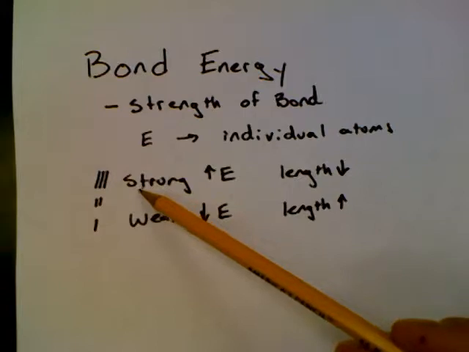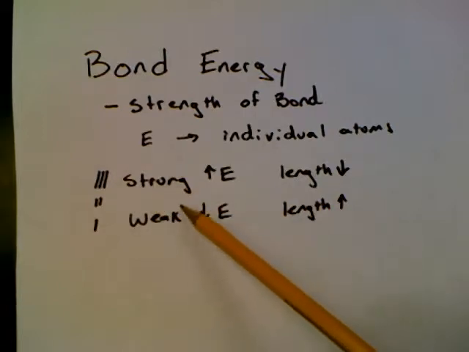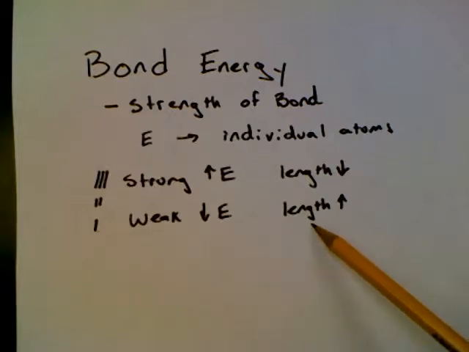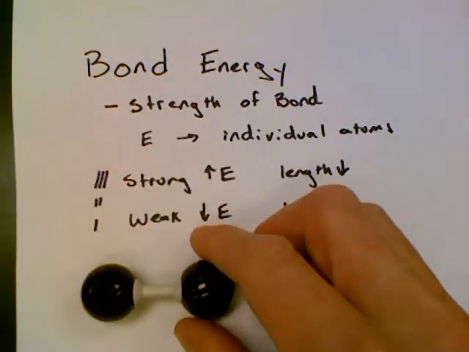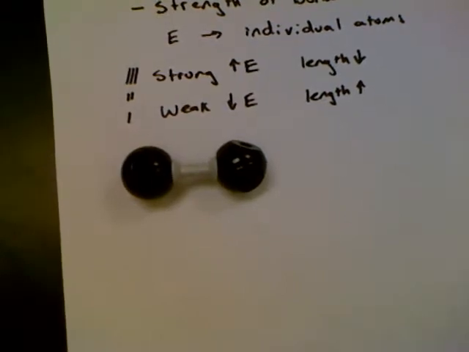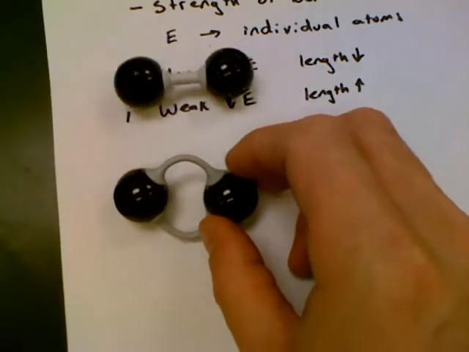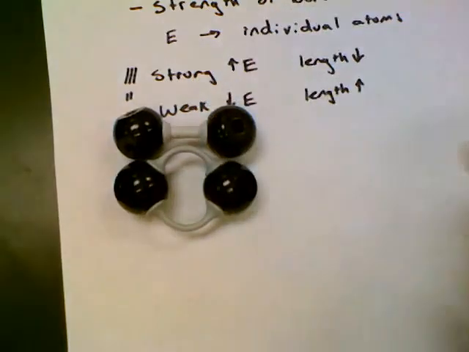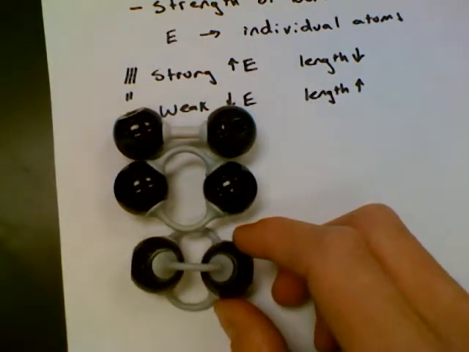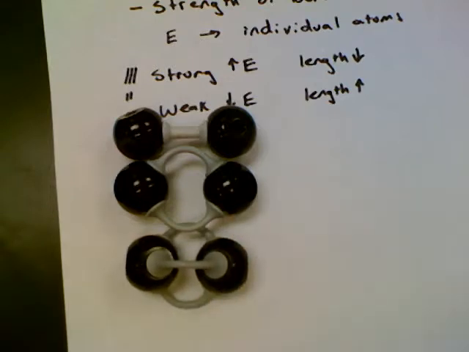A triple bond is a very strong bond. It also happens to be short. A single bond is a relatively weak bond, and it is also longer. We can look at a model to show this. We have a single bond. That's a weak bond, and it's also longer than a double bond, which is stronger. It's also a little bit shorter, and then clearly shorter is the triple bond, which is shorter and also much stronger.